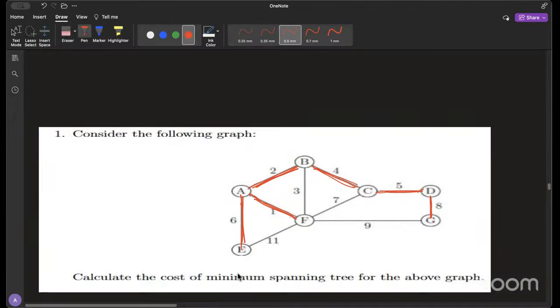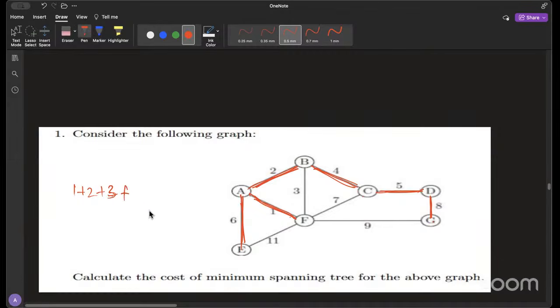Ma'am, but we already have a dedicated question for this. What I'm asking is, for this question, the spanning tree, this is the only spanning tree possible, right? Because we have unique, all different weights. Yeah, all different weights. So this is the unique one possible.